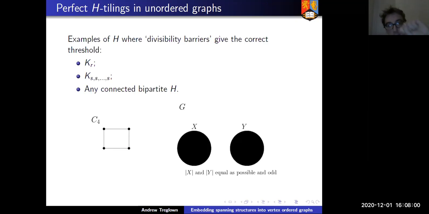Because every C4 either lies entirely in X or entirely in Y, and so therefore you can only ever cover an even number of vertices in X and an even number of vertices in Y. So you've got some divisibility barrier here. The fact that X is odd size means you can't cover everything. Okay, so hopefully that's making some sense. So just some divisibility barrier preventing a perfect C4 tiling in this case.